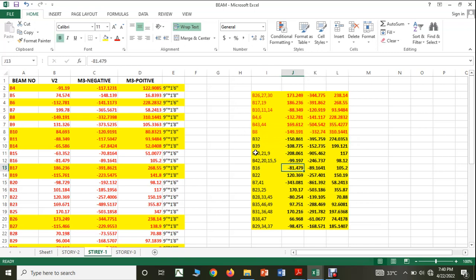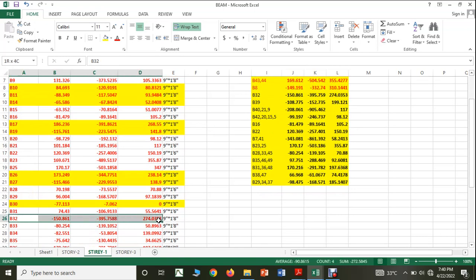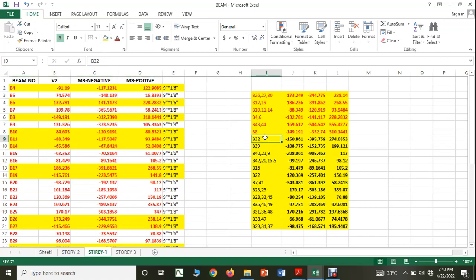The next that you can have is beam 32. Beam 32 is here. Okay, so beam 32, that is also a very high value, right?